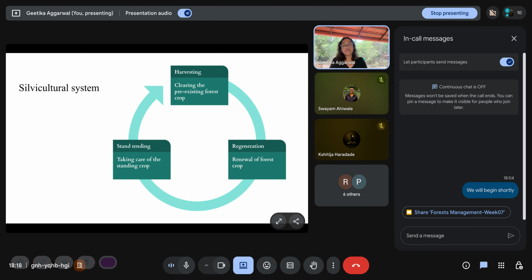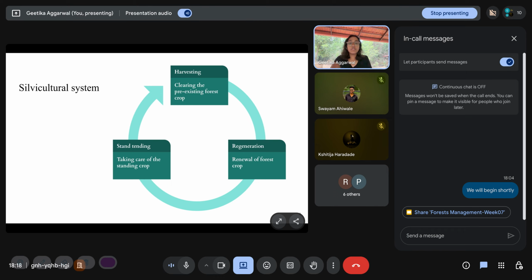So a silvicultural system has three different processes. Basically, one of them is harvesting, where you are felling a mature forest. So you have a mature forest and you're clearing all the pre-existing forest crop, mostly for harvesting the economical portion of your forest. Basically, you might have a lot of timber producing vegetation, or a lot of non timber forest produce, and you're clearing the forest to get all of these economical returns from it.